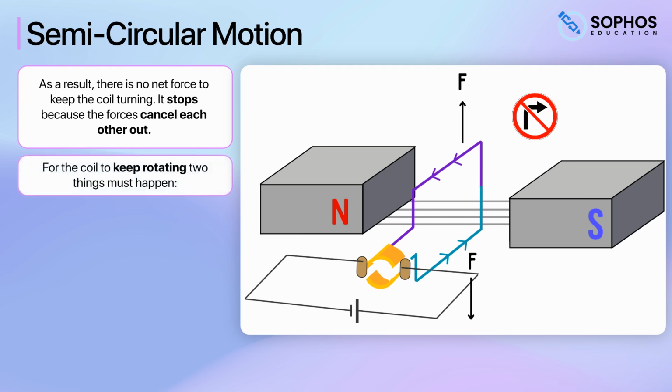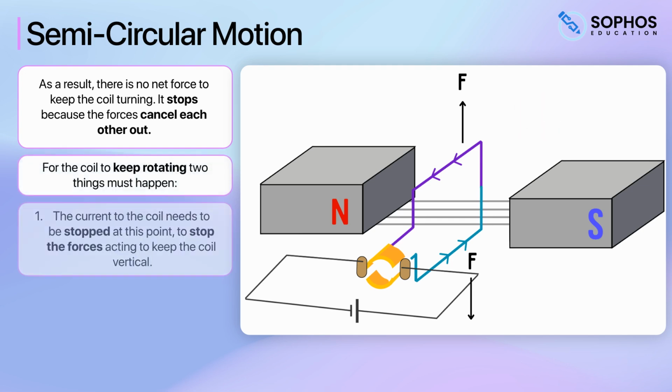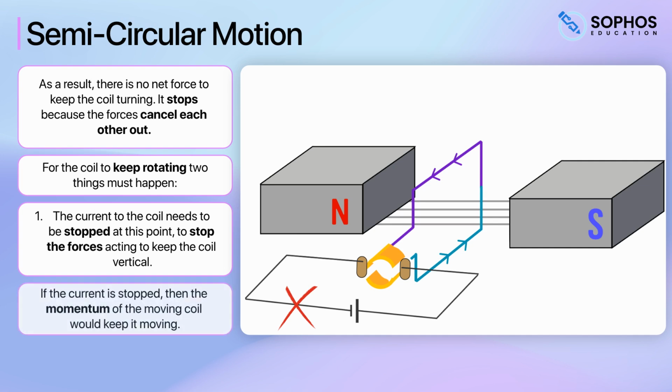For the coil to keep rotating, two things must happen. The current to the coil needs to be stopped at this point to stop the balanced forces acting to keep the coil vertical. If the current is stopped at this time, then the momentum of the moving coil would keep it moving past this point.